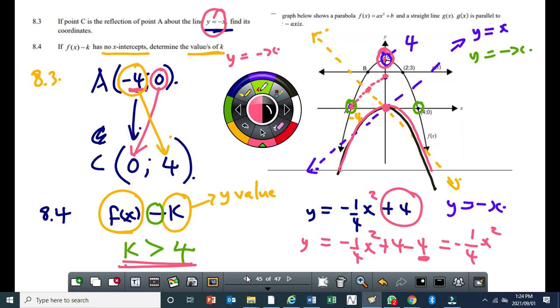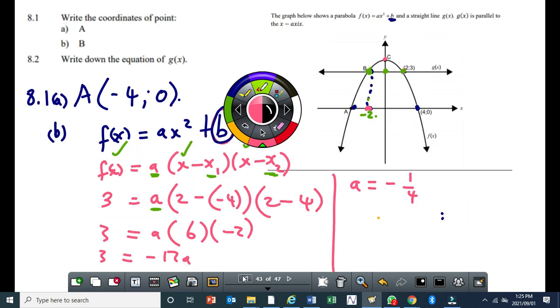All right, let me come back to Avumile's question. Write down the equation of g of x. Now, g of x is a straight line. The value of y is 3. So the equation is going to be y equal to 3. This is straightforward. The equation for g of x is y equal to 3.